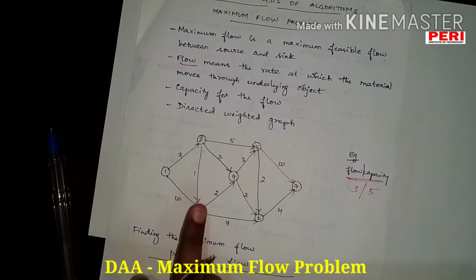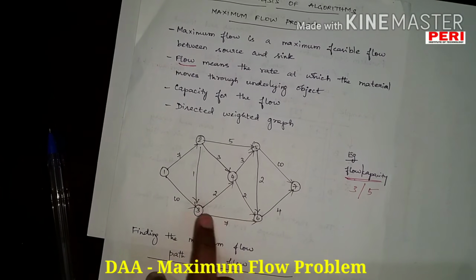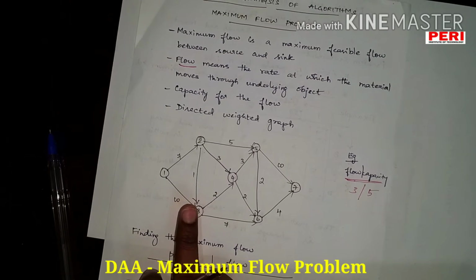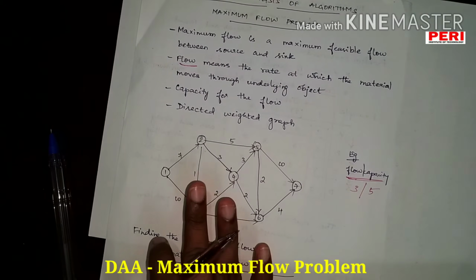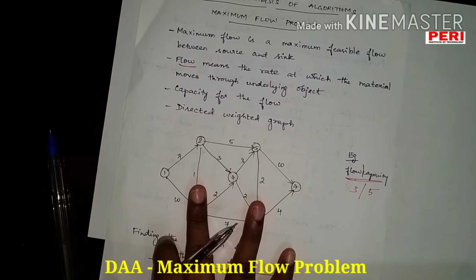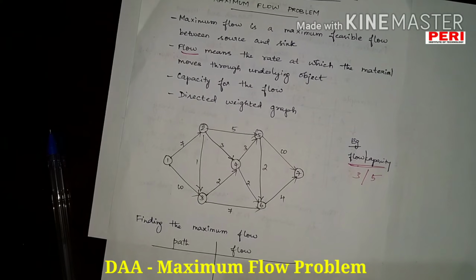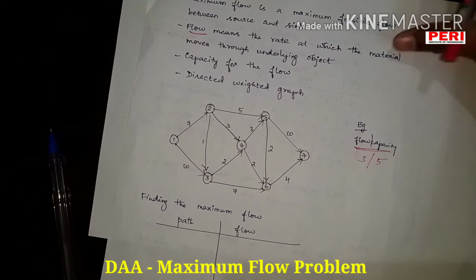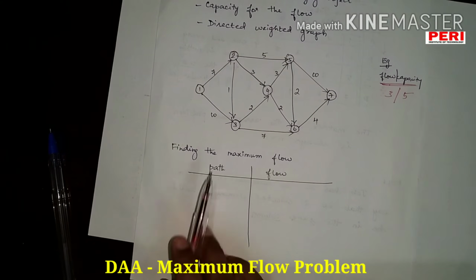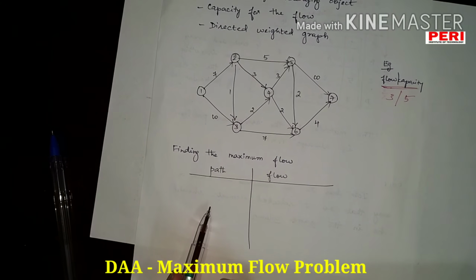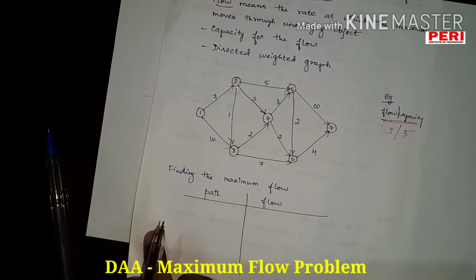Now they'll give you a directed weighted graph, and the weights over the graph specify the capacities and the direction specifies from which node to which node the transmission has happened. In computer science, we can consider it as a network and the transmission of packets from one node to the other node. To find the maximum flow, you are supposed to form a table with 2 columns, path and flow. This is your network and this is your maximum flow calculation with path and flow.